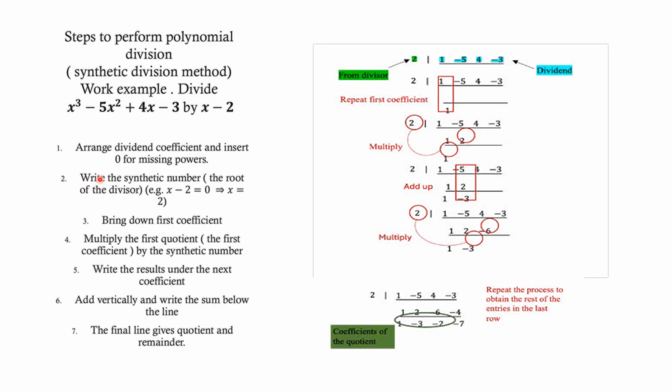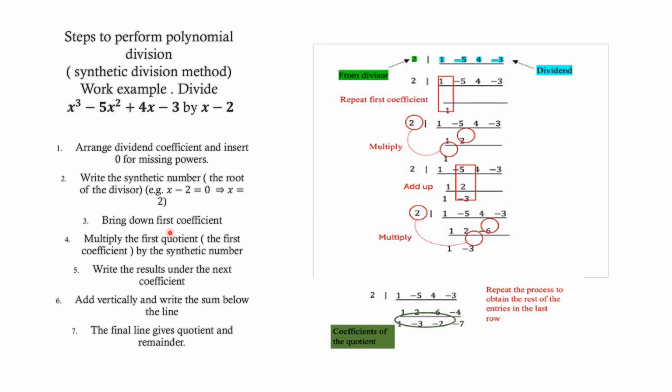Then the next step, write the synthetic number. The synthetic number is found by finding the root of the divisor. So what is the root of the divisor? By equating the divisor to 0. That is finding the root of the divisor. So I will equate the divisor to 0, which implies that x is equal to 2. So x equals 2, and the 2 becomes the synthetic number. So that is the 2, the synthetic number.